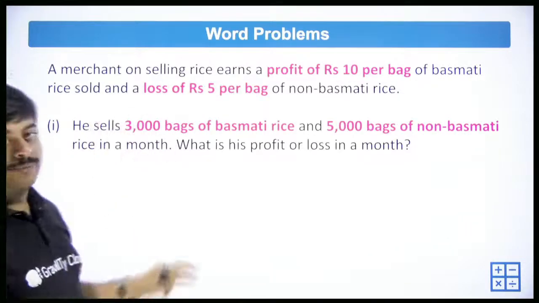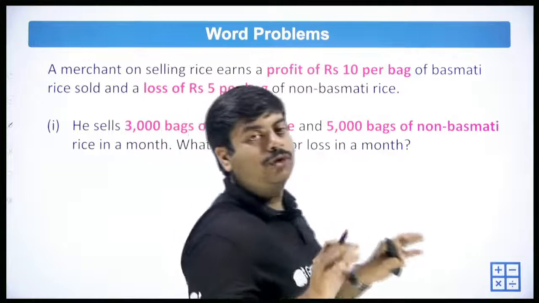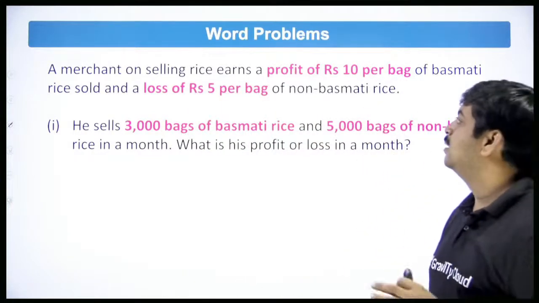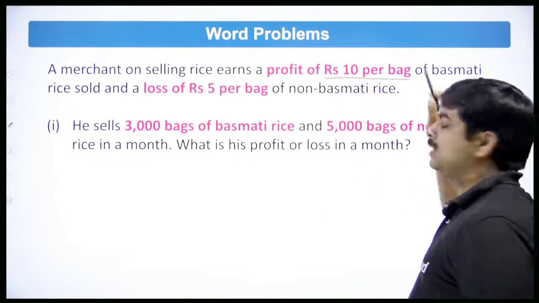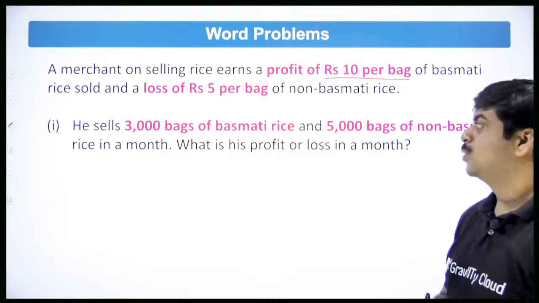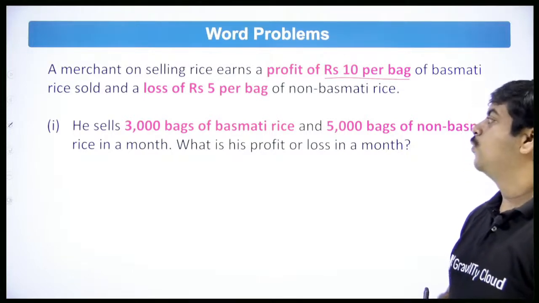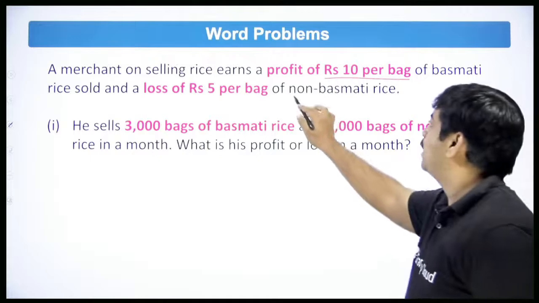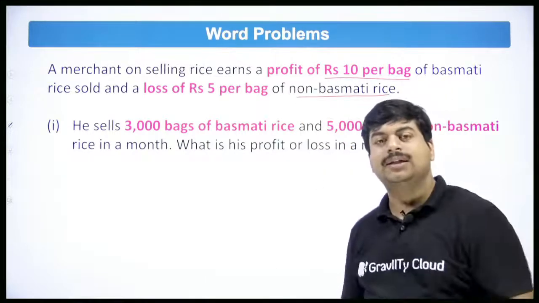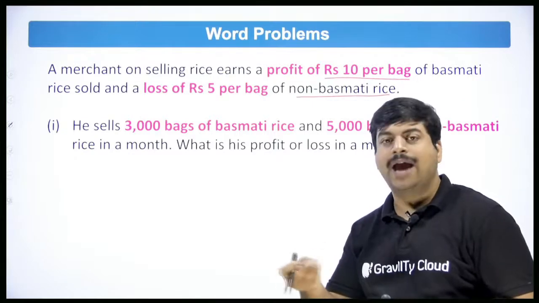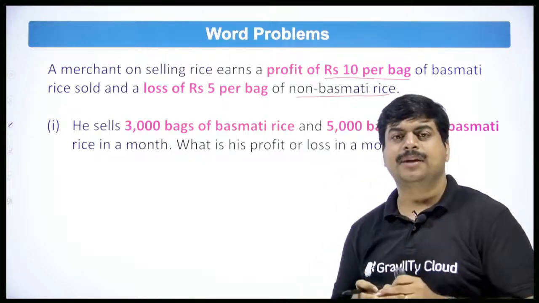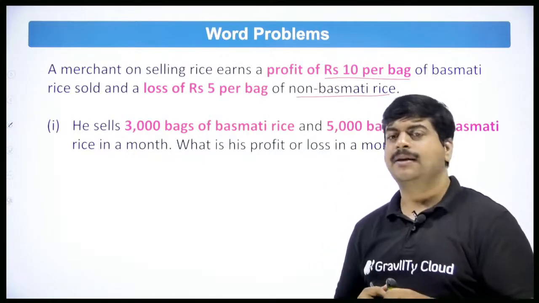So one more question which I'm not going to do now. I'm leaving this question for you, but just try to understand what this question is about. A merchant on selling rice earns a profit of rupees 10 per bag of basmati rice sold, and a loss of rupees 5 per bag of non-basmati rice. See, there is a rice called basmati, which you generally use for biryanis. When you see the biryani, you have a different kind of rice, a bit lengthier than the normal rice, with a different fragrance.